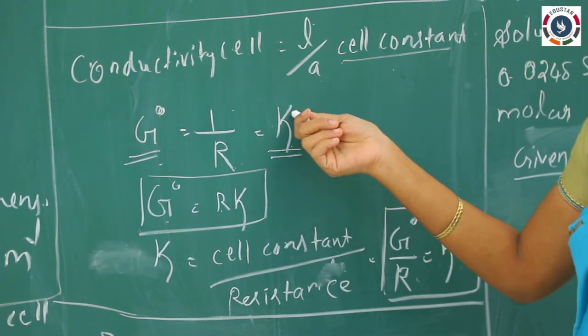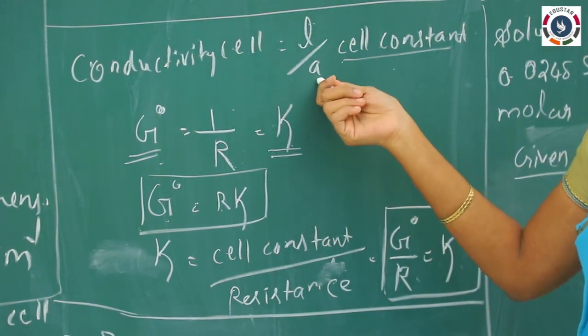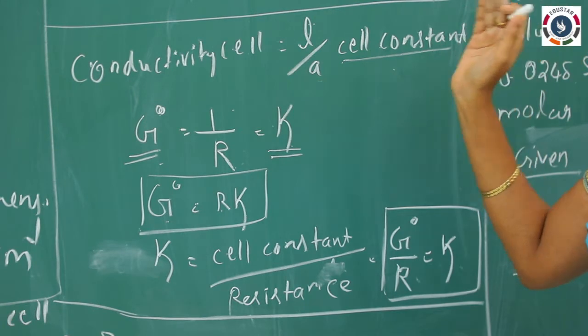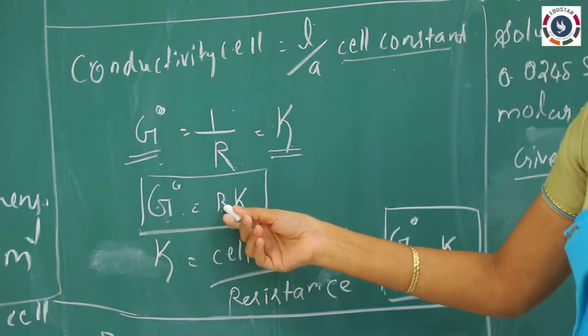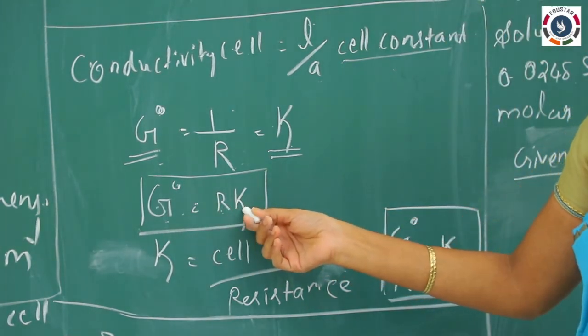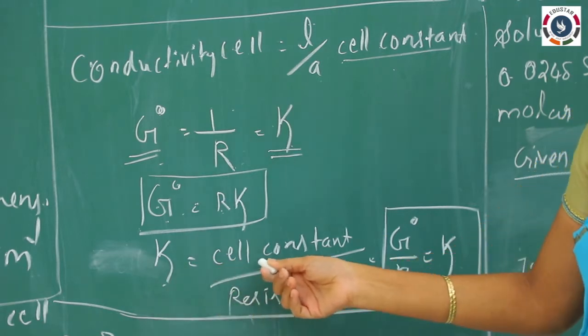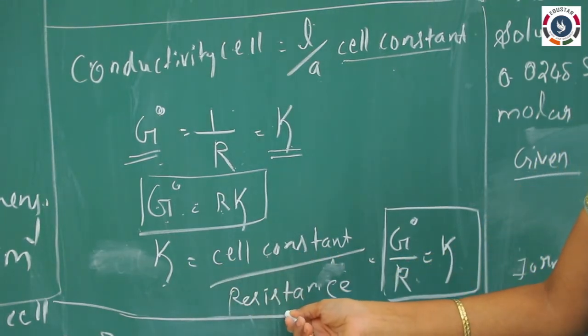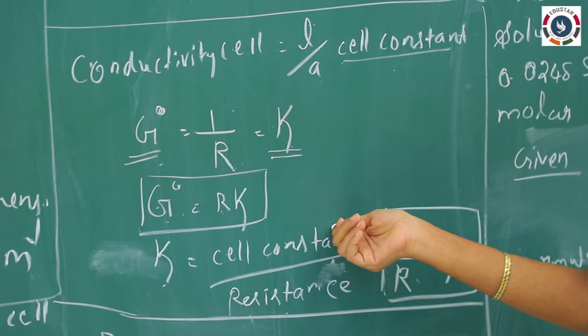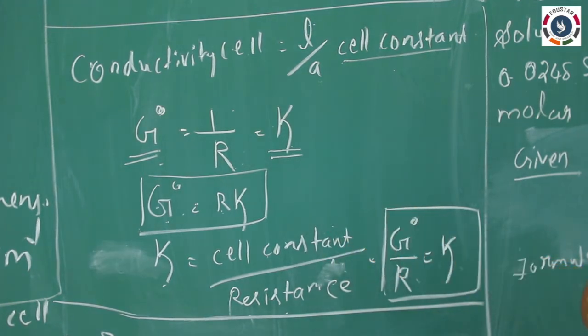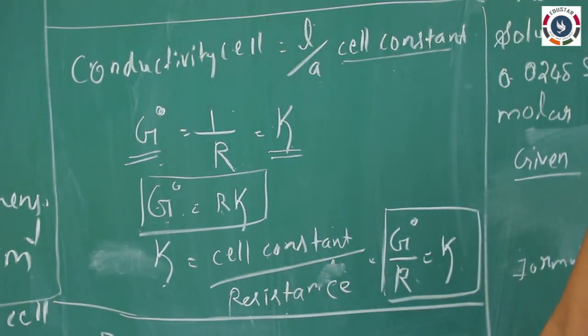The reason I have written kappa alone is that this L and A are of unity. So, G naught is equal to resistivity into kappa, and kappa is equal to cell constant divided by resistance. This is an important formula. Various problems can be expected in this area. I am given just a simple formula, nothing more complicated. Just by supplying the values we are going to get the answer.